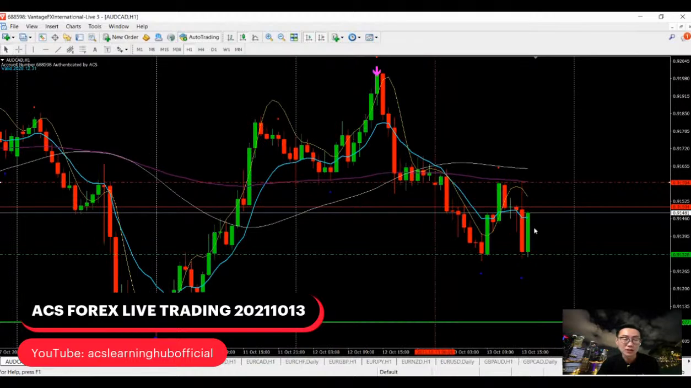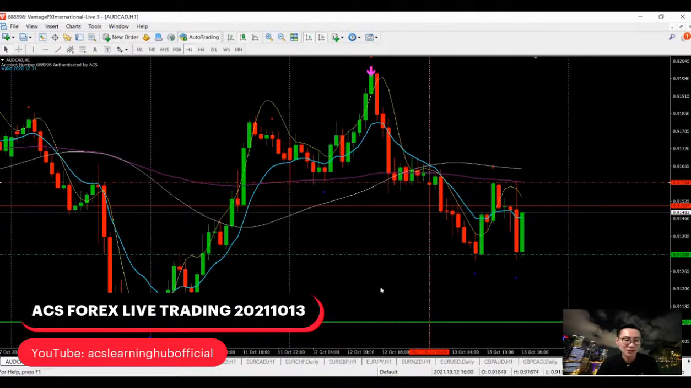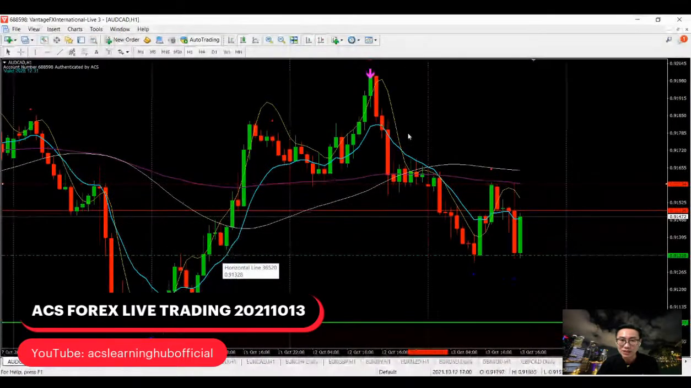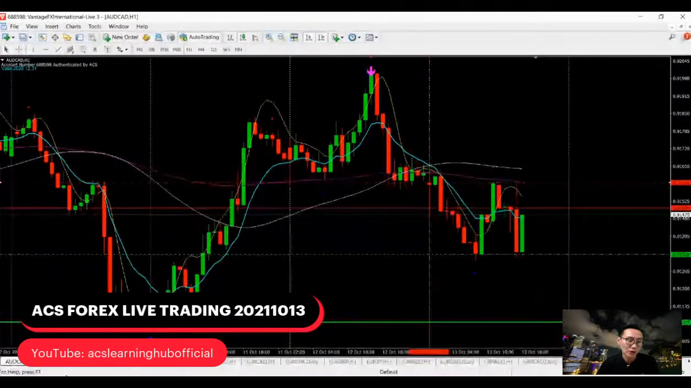So this is also one point that we have to take note. Aussie CAD tentatively is still going up for a buy within the resistance, so wait for a new resistance to form.